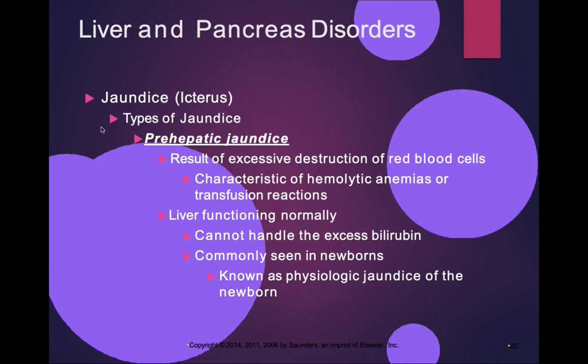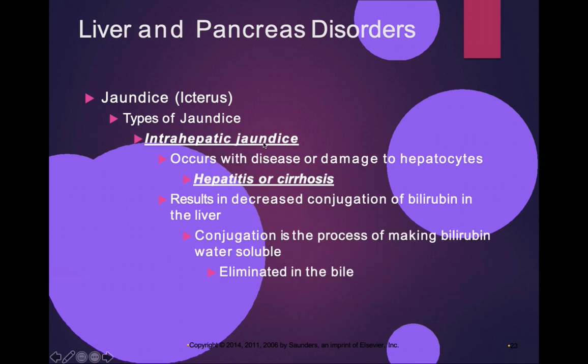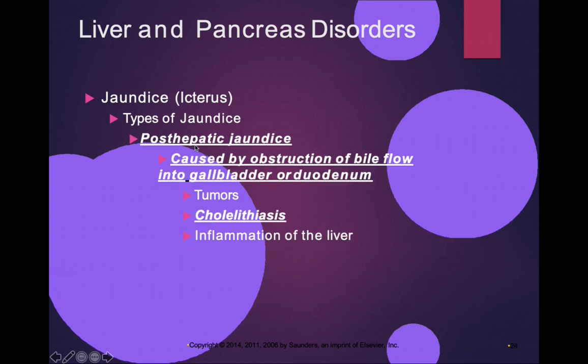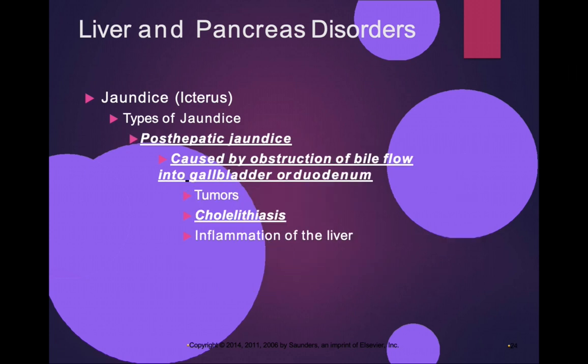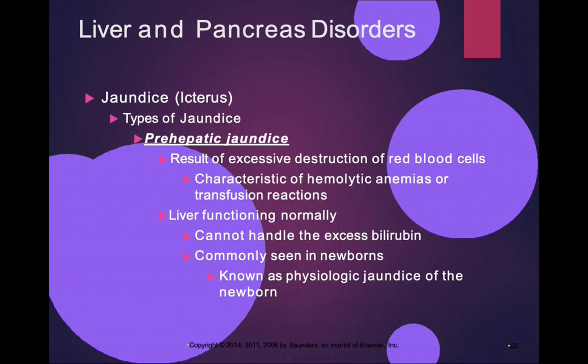So now there are different types of jaundice. There's prehepatic jaundice, intrahepatic jaundice, and post-hepatic, right? Pre means before, intra is within, and post means after the liver. Okay. So prehepatic jaundice is the result of excessive destruction of red blood cells. It's characteristic of hemolytic anemia or transfusion reactions. The liver is normal. It's functioning the way it's supposed to. It just can't handle the excess of red blood cells of the hemolysis, breaking it down into bilirubin.